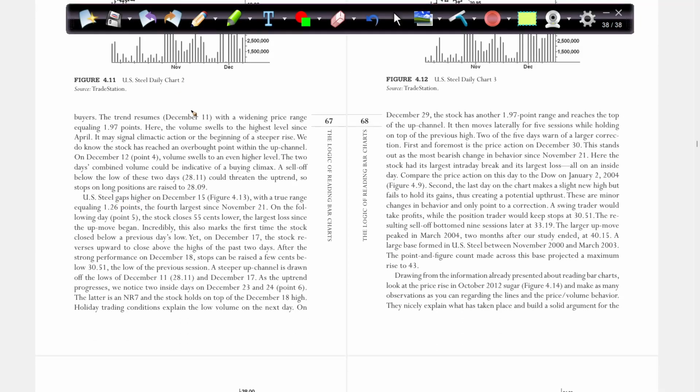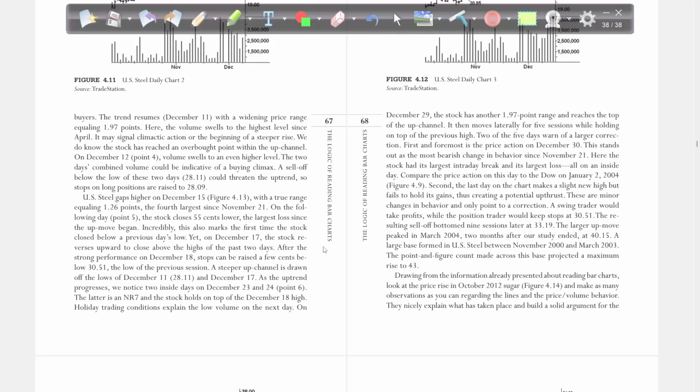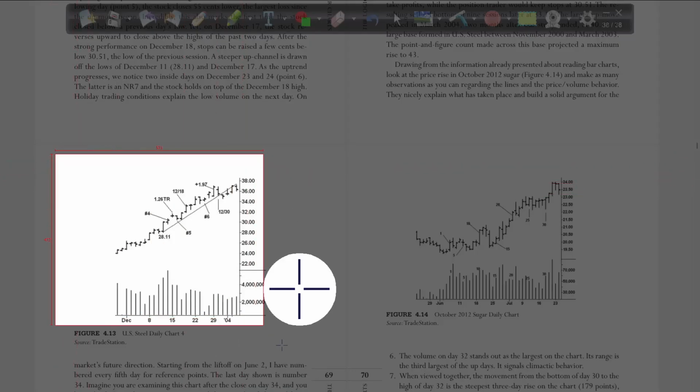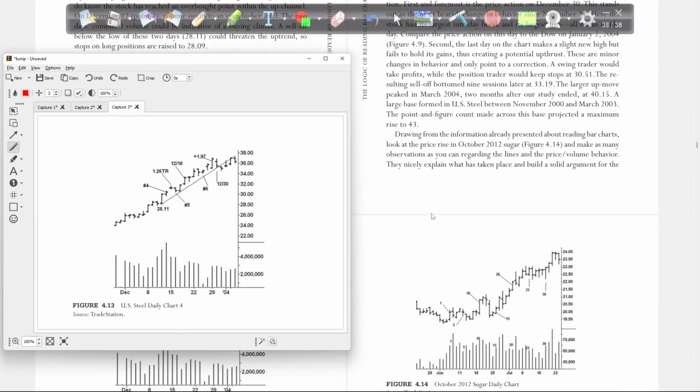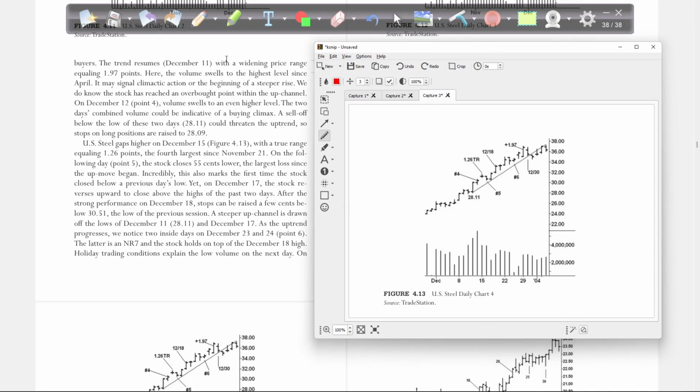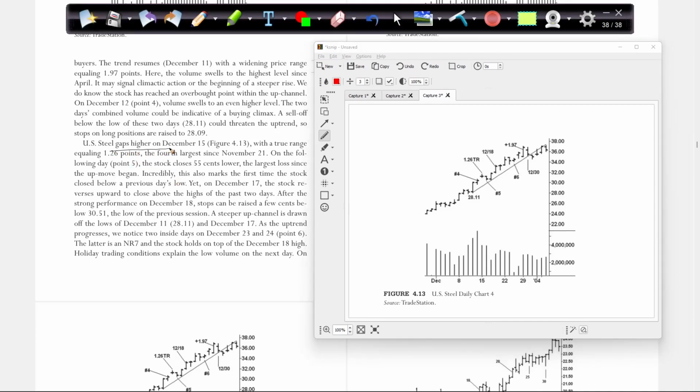US Steel gaps higher on December 15th. Okay, so let me grab that picture.